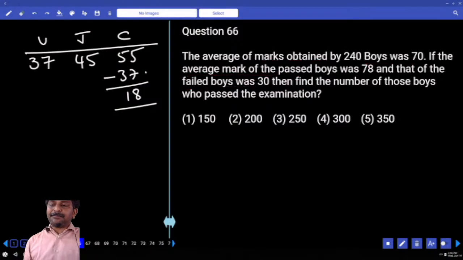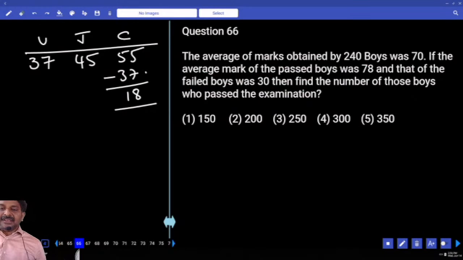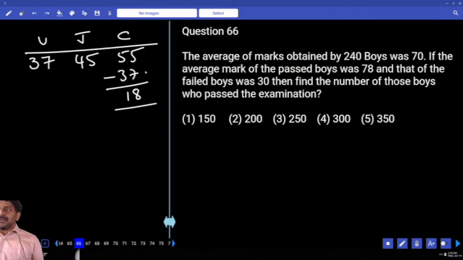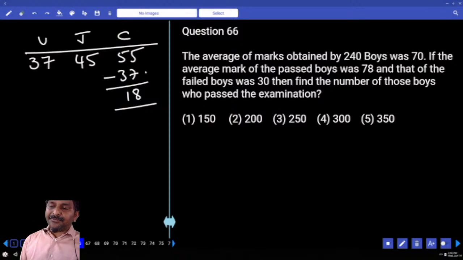The average marks obtained by 240 boys was 70. The average marks of the passed boys was 78 and that of failed boys was 30. Which concept is useful? Allegation. Then find the number of boys who passed the examination.